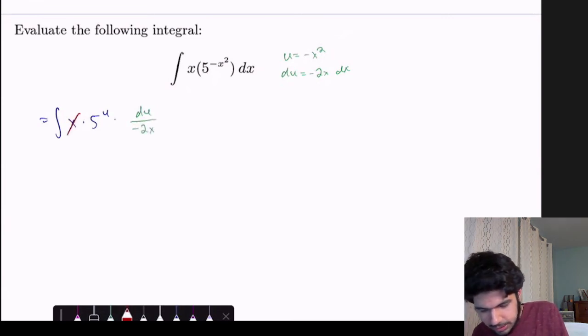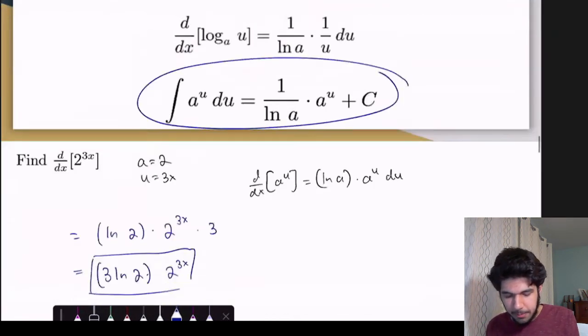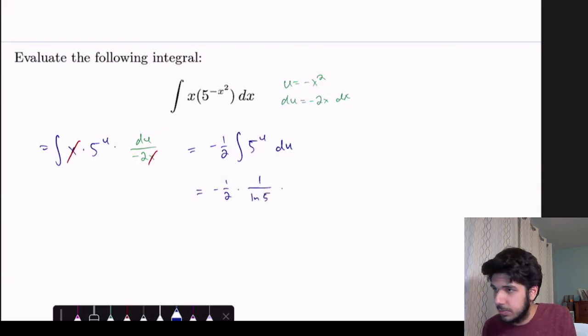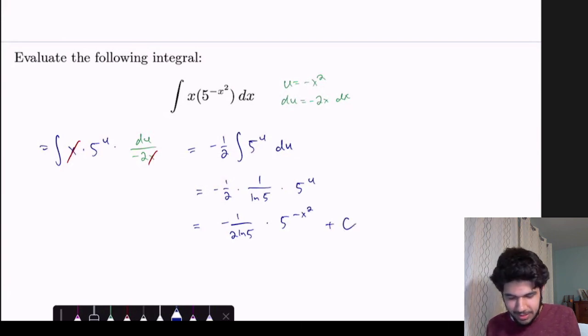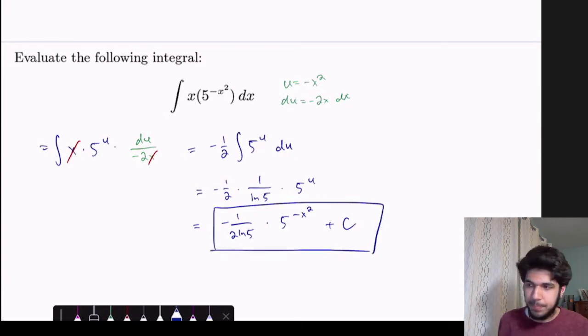We see that we have a cancellation here and here. This is negative 1/2 integral 5 to the u du. And with integral of 5 to the u, we'll use this equation right here. So this would be negative 1/2 times 1 over ln of 5 times 5 to the u. And we need to substitute our u back in, so this would be negative 1 over 2 ln 5 times 5 to the negative x squared. Don't forget your plus c. And that would be our answer. So that's using that third property there.